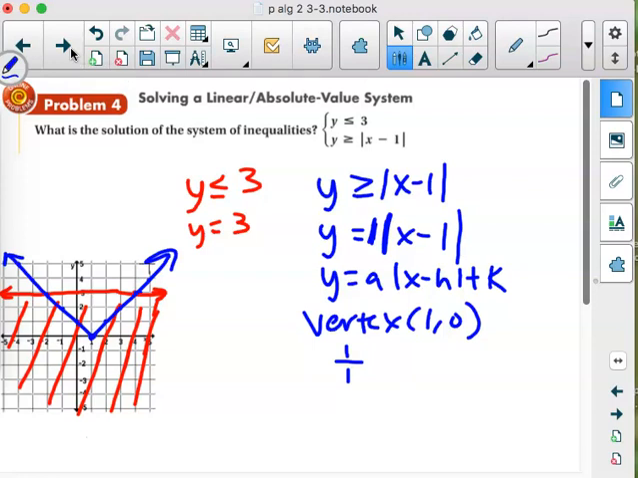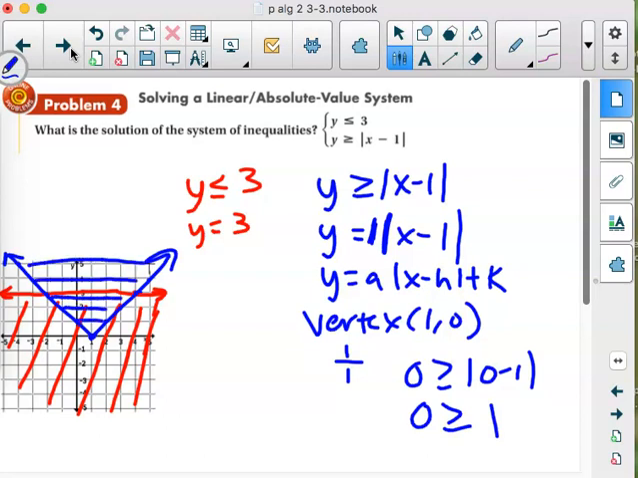Now, that one was greater than or equal to, but just as easy to test a point, right? Was 0, 0 inside or outside our V? Outside. So let's check 0, 0 in here. So what's 0 minus 1? Negative 1. What's the absolute value of negative 1? Is 0 greater than or equal to 1? Well, we're not shading outside the V, are we? We're going to have to shade inside the V.